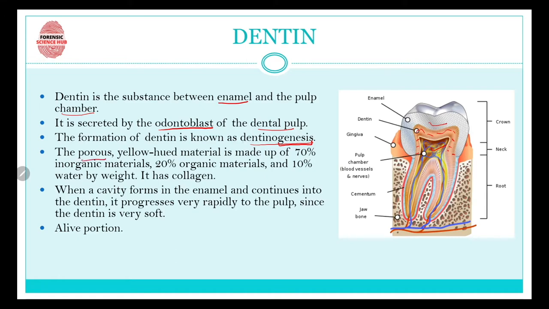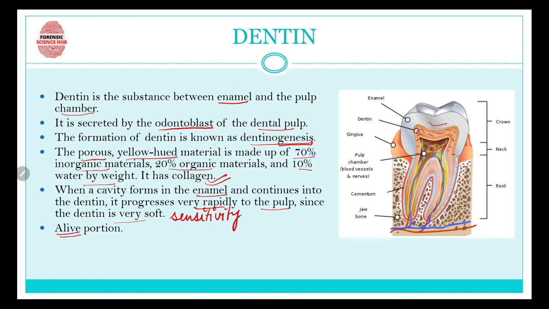Dentine is a porous yellow-hued material and it is made up of 70% inorganic material, 20% organic material and 10% water by weight. It has collagen. When a cavity forms in the enamel and continues into the dentine, it progresses very rapidly to the pulp since the dentine is very soft, due to which we feel sensitivity in our teeth. Dentine is the alive portion.